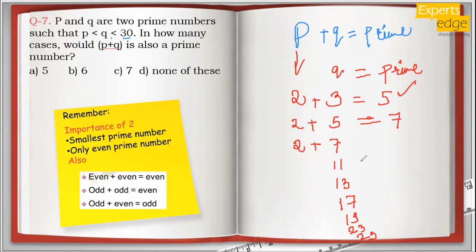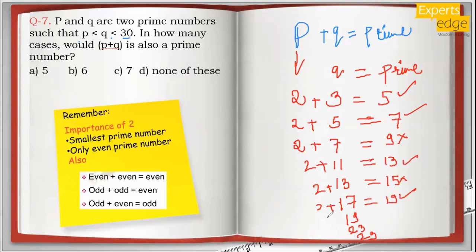2 plus 7 is 9. This is not a prime number. 2 plus 11 is 13. This is a prime number. 2 plus 13 is 15, not a prime number. 2 plus 17 is 19. It's a prime number. 2 plus 19 is 21, not a prime number. 2 plus 23 is 25, not a prime number. 2 plus 29 is 31. This is a prime number. So how many ticks we got is 1, 2, 3, 4, and 5. So 5 has to be the answer of this question.